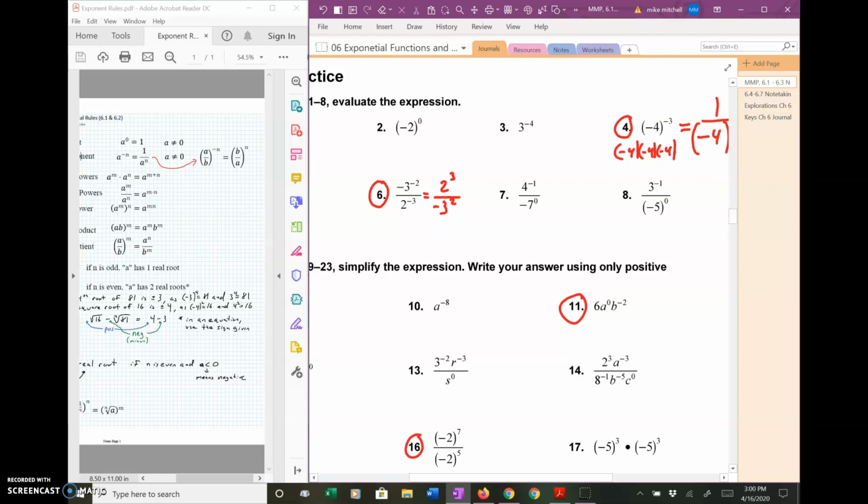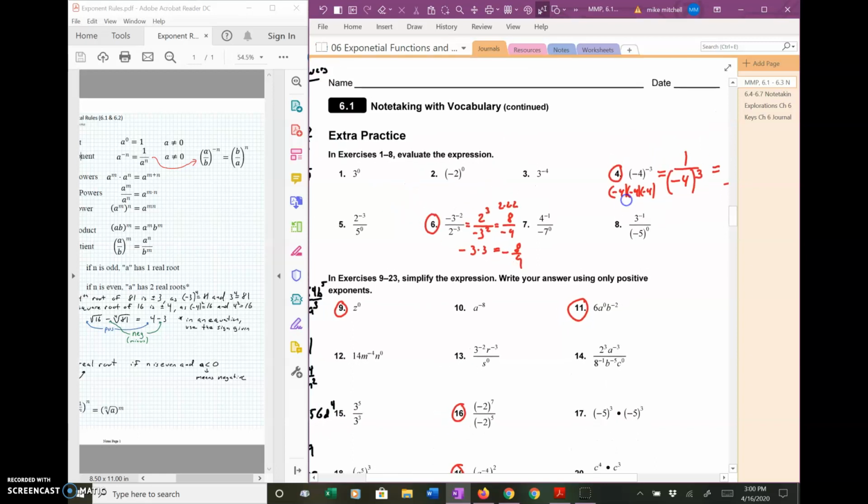I don't have that down here. The 2 to the 3rd power is 2 times 2 times 2. That gives us 8. This is going to be negative, and then 3 times 3 times 3. Just the 3 getting squared. Whoops, one extra one. That's going to be negative 9. That's negative 8 over 9.